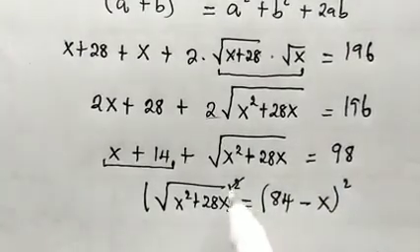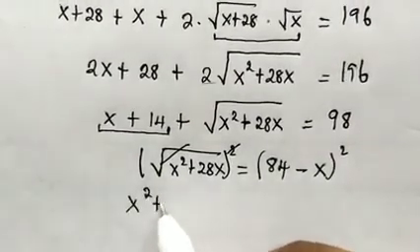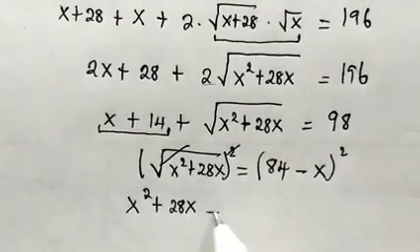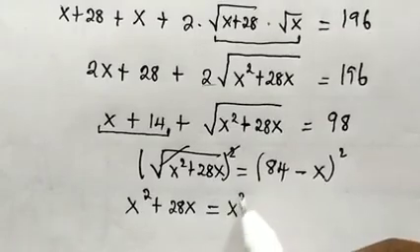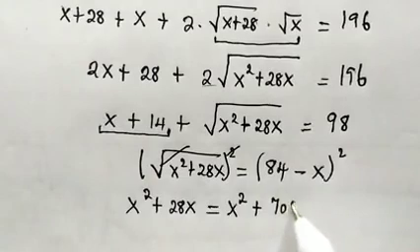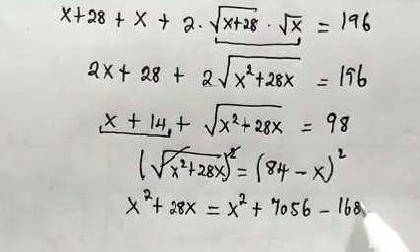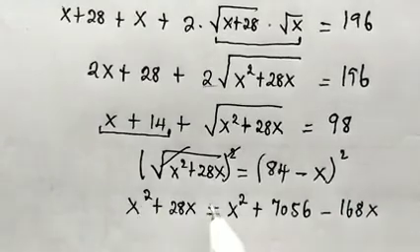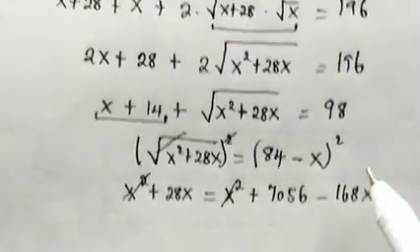Now we can see we can cancel these 2. Then we'll have here x squared plus 28x is equal to, expand this. If you expand this, you're going to have x squared plus 7056 minus 168x. Because x squared is positive on both sides, they will both cancel.